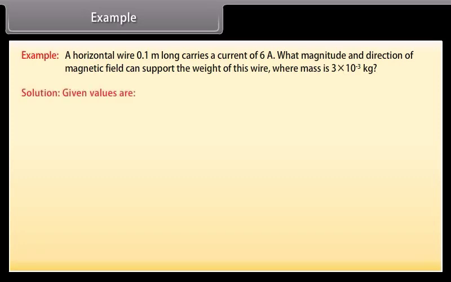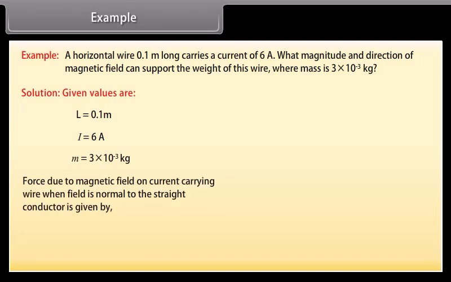Let's see the solution. Here, the given values are L is equal to 0.1 meters, I is equal to 6 amperes, m is equal to 3 into 10 raised to the power minus 3 kilogram. Force due to magnetic field on current-carrying wire when the field is normal to the straight conductor is equal to BIL.